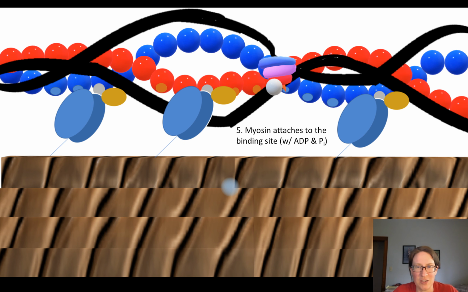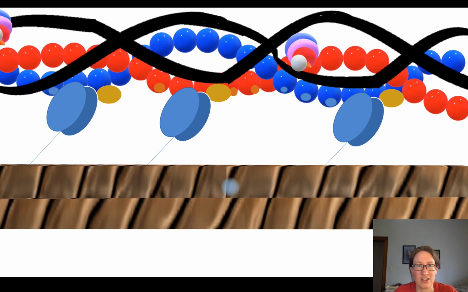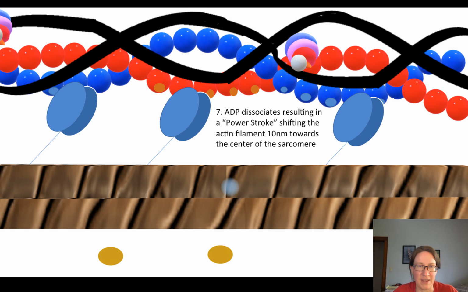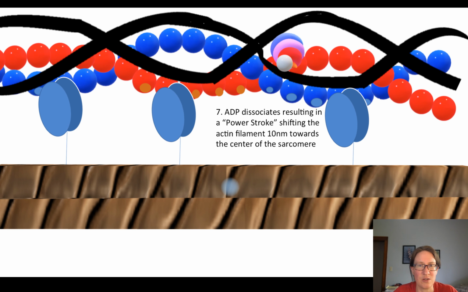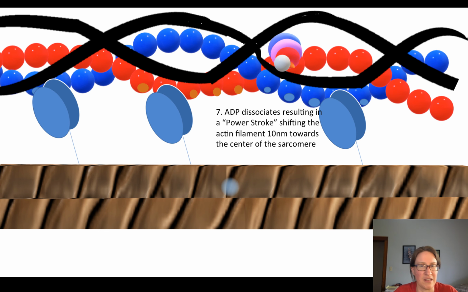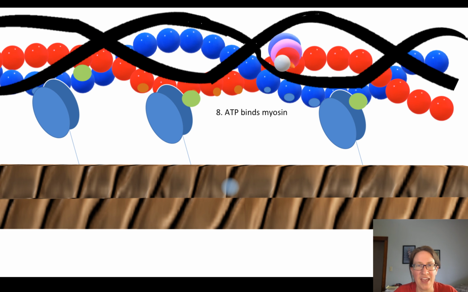Myosin will then attach to those binding sites, and it still has the ADP and phosphate group attached. But at this point, the phosphate group will be dropped, and that will actually strengthen the myosin-actin interaction. And then as the ADP dissociates, that will result in the power stroke that will shift the actin filament towards the center of the sarcomere, so actual movement.